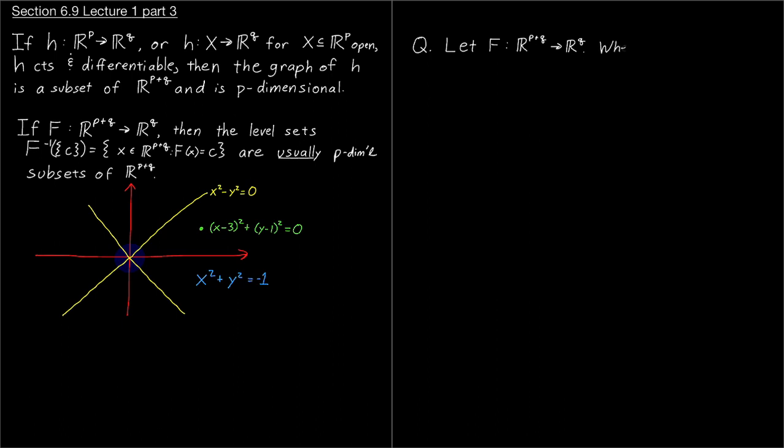And the question is, when is f inverse of a single point a p-dimensional subset? And in particular, when is the inverse the level set? When is it the graph of a function?